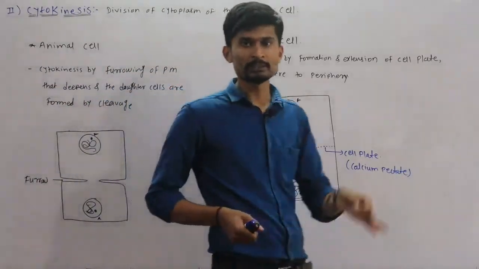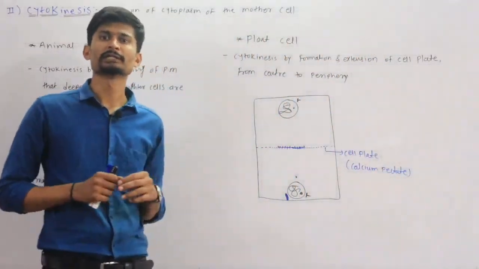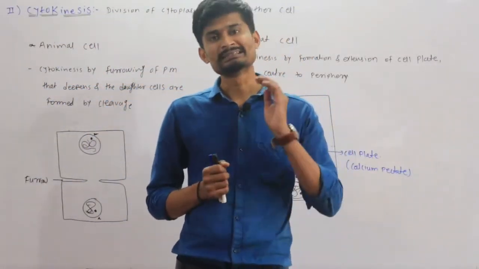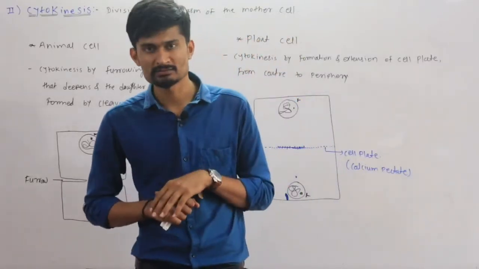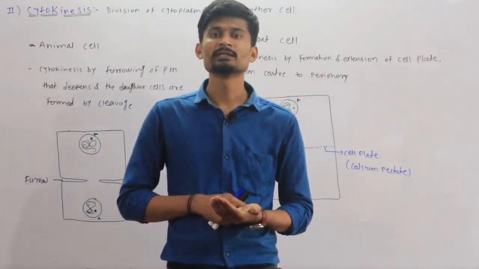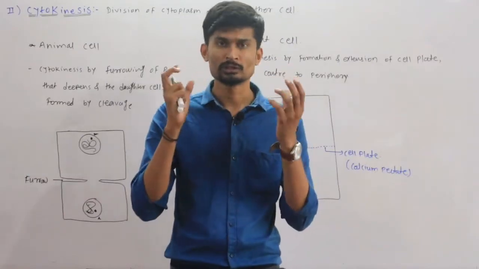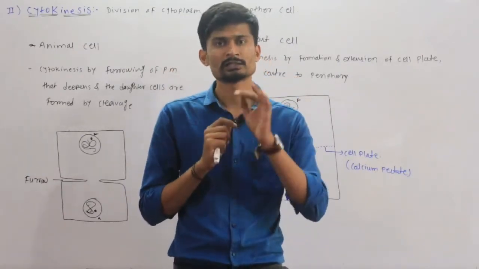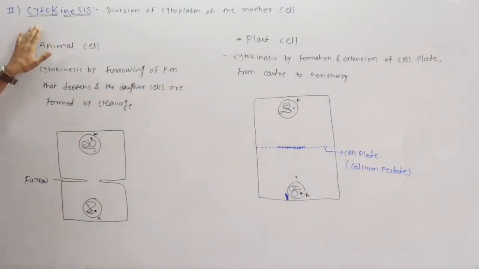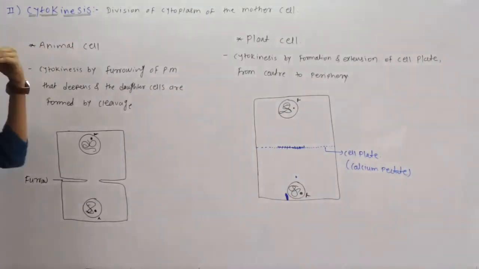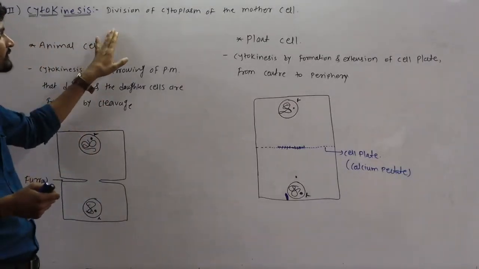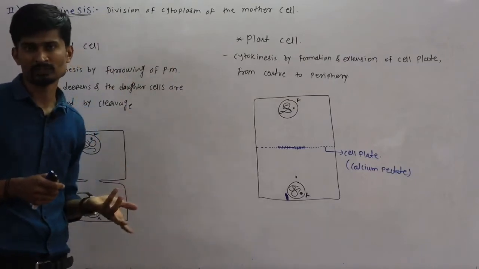This is the last topic of mitosis. Mitosis is completed in two stages, that is karyokinesis and cytokinesis. So we have seen the karyokinesis, all its stages, which include prophase, metaphase, anaphase and telophase. And finally, in telophase, there is a formation of two nuclei at the two different poles. Now the next step is cytokinesis. Cyto means cytoplasm, kinesis means division. So simply, in cytokinesis there is division of the cytoplasm of the mother cell.